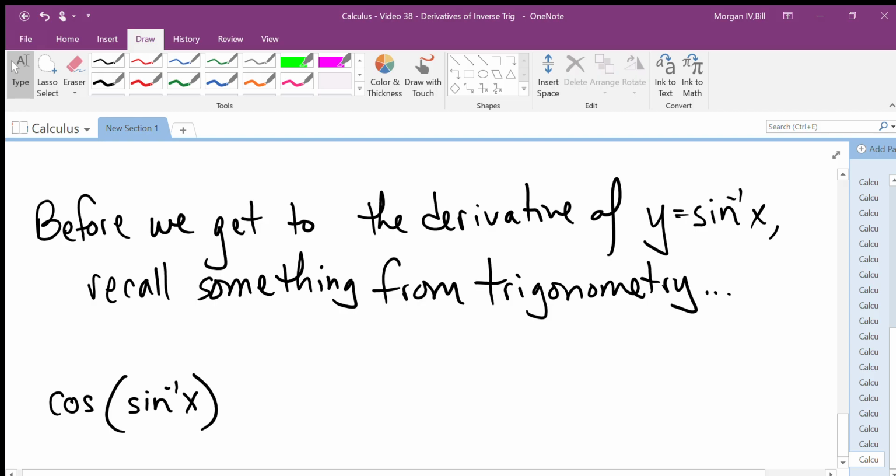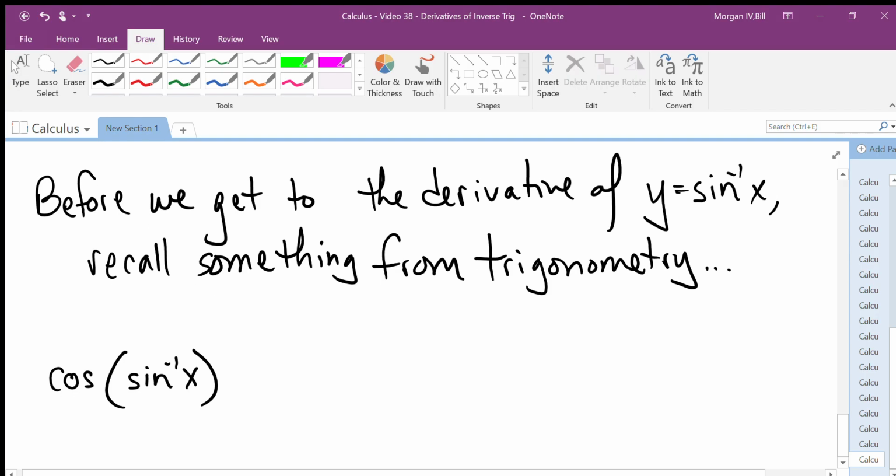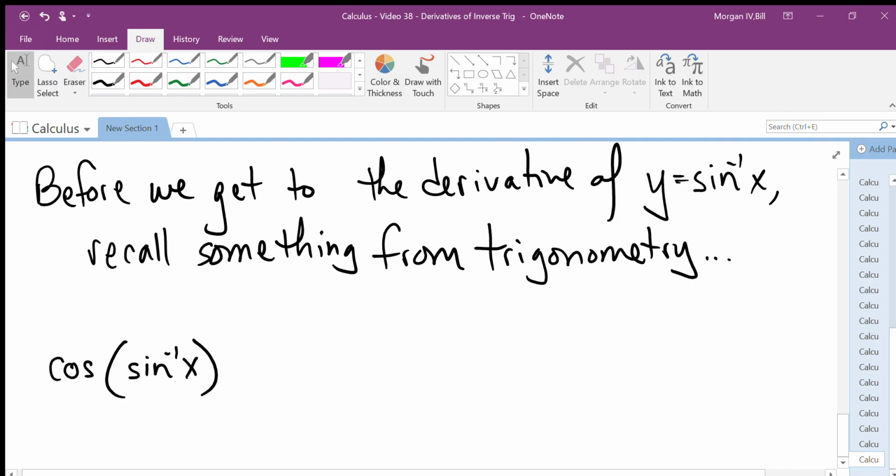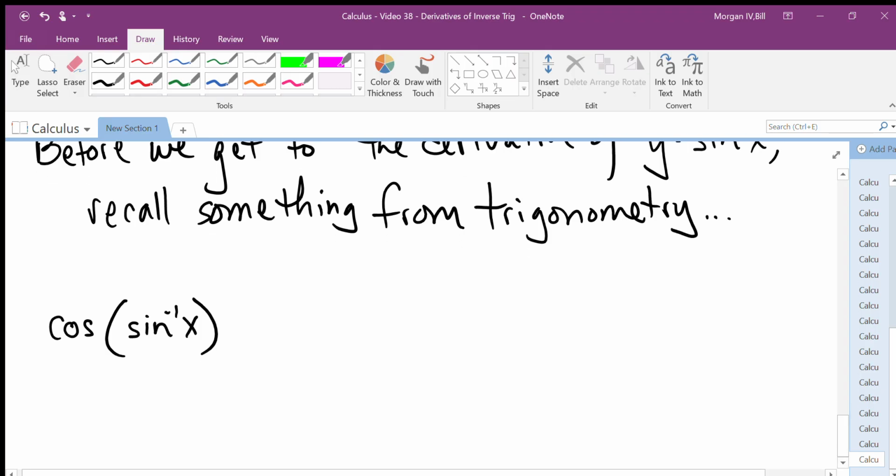So here goes. We have a composition of functions that we did in trig, where we have the cosine, in this case, of the inverse sine of x. Right? So we're composing two functions. We're composing the cosine of x as the outside function and the inverse sine of x as the inside function. The cosine of the inverse sine of x. A couple of things to think about here.